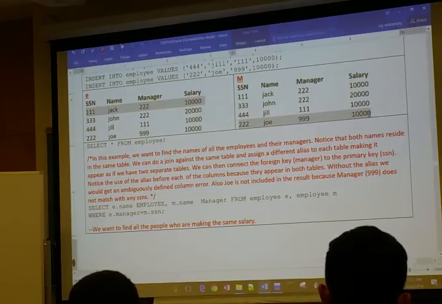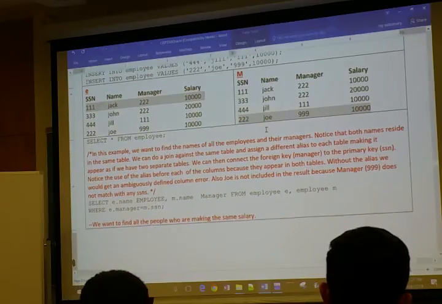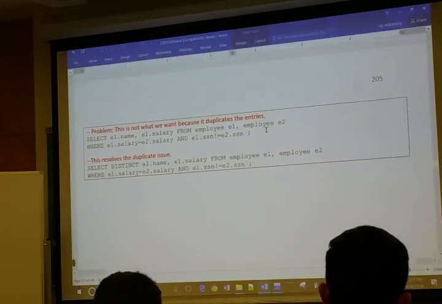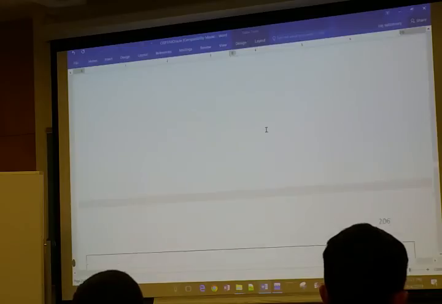Now that I have that, I can say, hey, let's display the E name, and let's also display the M name. So that will give me the Jack and the Jill that I'm looking for. Okay. So that's what we have. And it's just more of the same stuff.